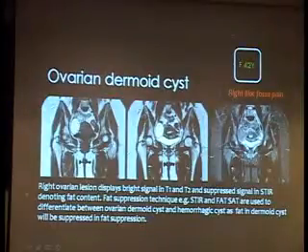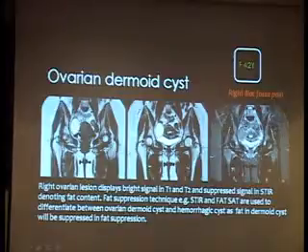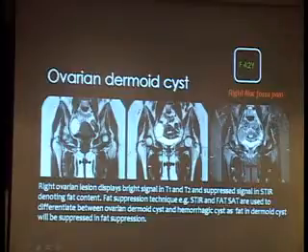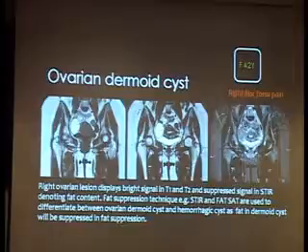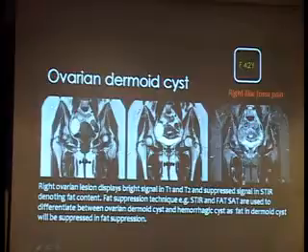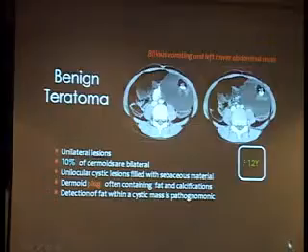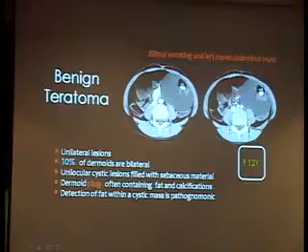By MRI, the dermoid cyst will appear bright in the T1 weighted image, less bright in the T2 weighted image. If you cannot appreciate the decrease of brightness in the T2 weighted images, then you go to the fat suppression. And this is the fat suppressed image, and you can see that the whole lesion is suppressed, meaning that it is containing fat. And by CT, you can see this is what's known as the dermoid plug, which is the solid component of the lesion.